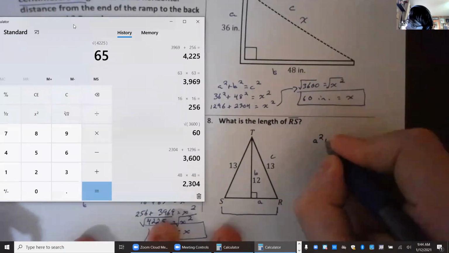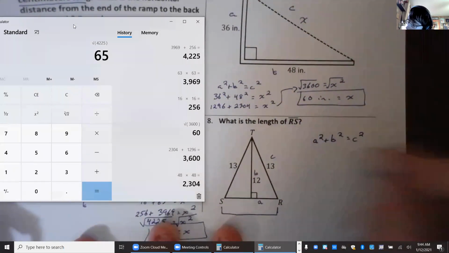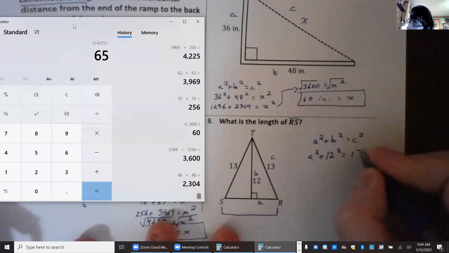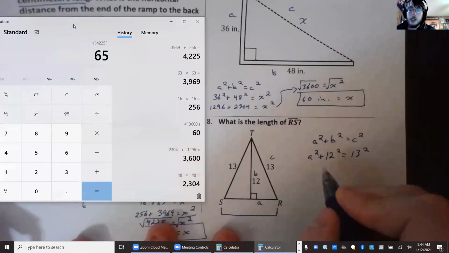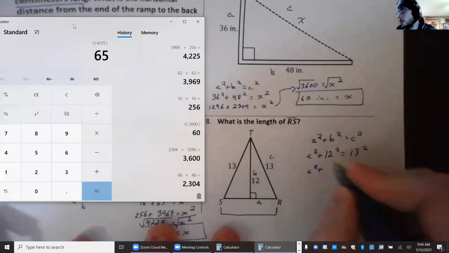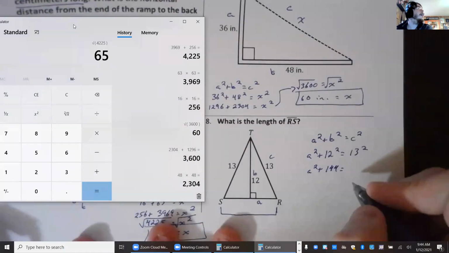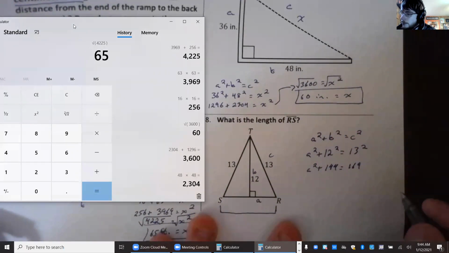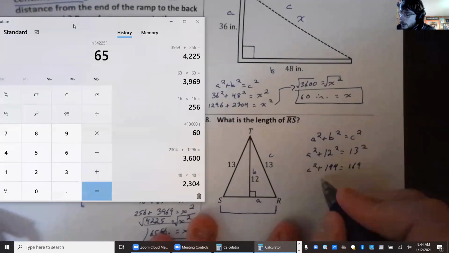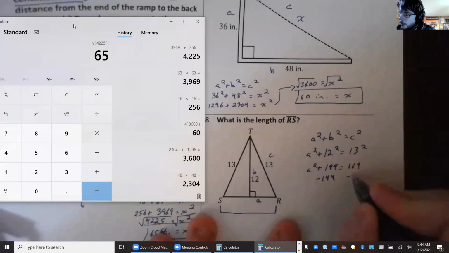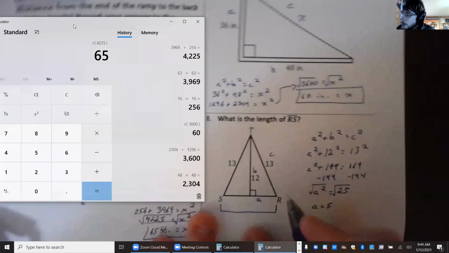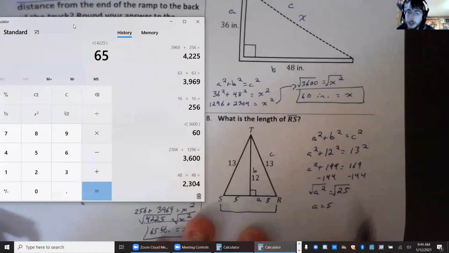So we're going to solve for a squared plus b squared equals c squared. We don't know what a is. B squared is 12 squared, and that should be equal to 13 squared. A squared drops down. 12 squared is 144, and 13 squared is 169. Then we subtract 144 from both sides, and we get that a squared is equal to 25. Square root both sides, and we get that a is equal to 5. And that's what both of these are.